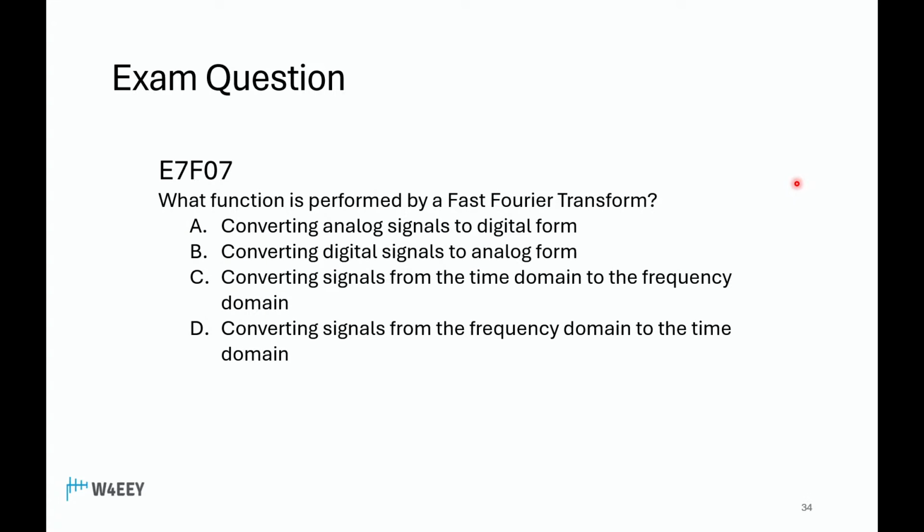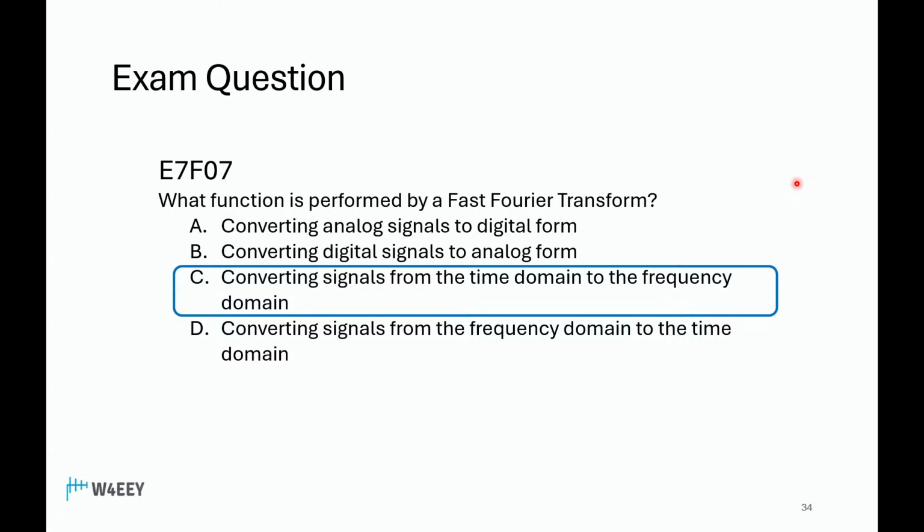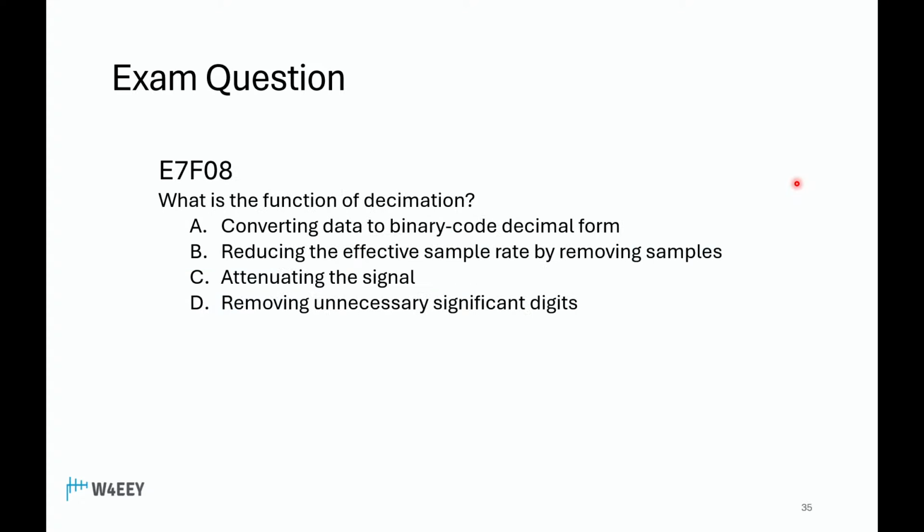What function is performed by a fast Fourier transform? Might have to think about this one a little bit. Charlie. It is Charlie, converting signals from the time domain to the frequency domain. Or it might be frequencies on a radio that you see displayed by frequencies in the spectrum display that I showed you. What is the function of decimation?